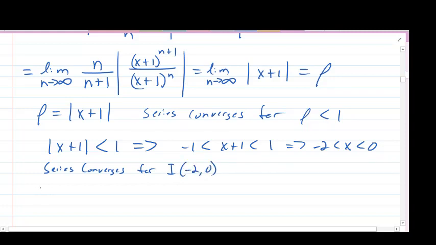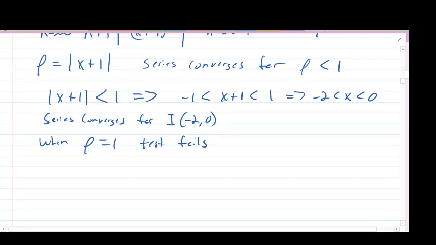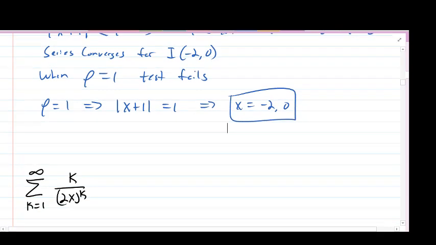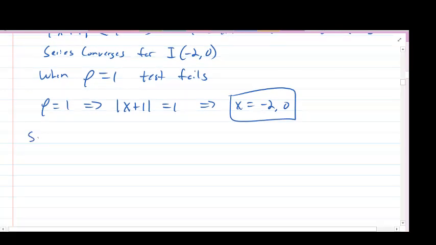Now, when rho is equal to 1, the test fails, which means we don't really know, right? And rho equals 1 gives me the absolute value of x plus 1 is equal to 1, which gives me x equals minus 2 or 0, right? So we need to check those points, since the test failed.